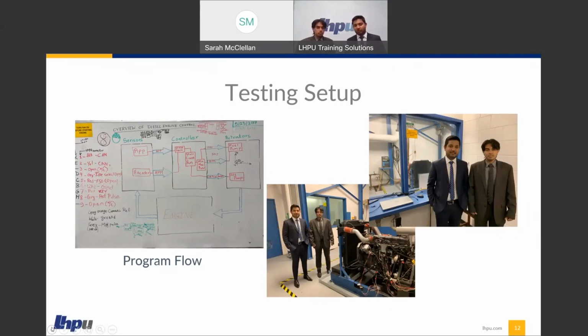The picture at the bottom shows the real engine, and this is where we worked, and the right picture shows the engine control room. This is where the pedal is located, and this is where we flash our model into the ECU, which is located at the engine.